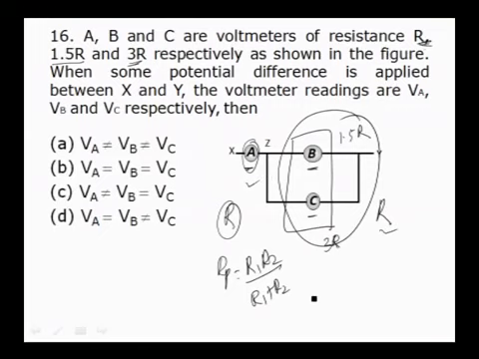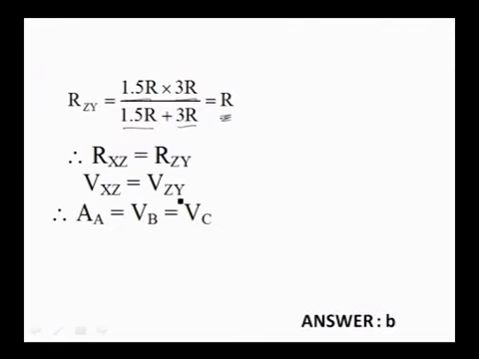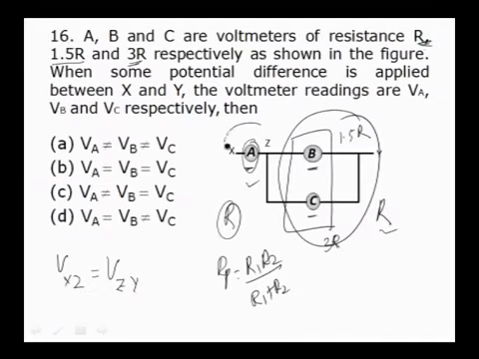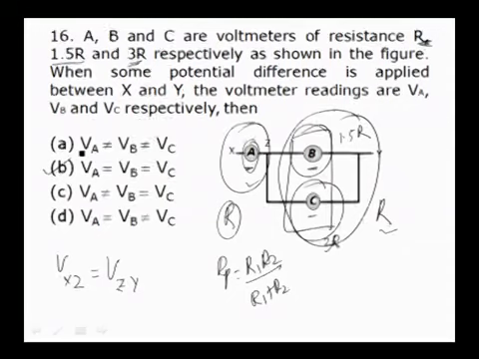It means that the voltage across XZ should be equal to the voltage across ZY, because the resistances are equal and connected in series, so the voltage will divide equally. Therefore Vx is equal to Vp, so the voltage across each of these should be the same, no change. Therefore the correct option is B.